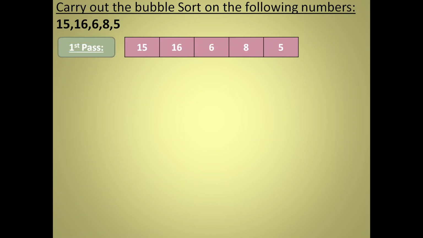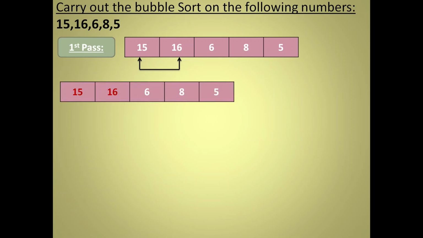First time, you have the numbers like this: 15, 16, 6, 8 and 5. You will check these two numbers, 15 and 16. You will see that the numbers are already in order, so you don't need to change. You'll keep it as it is. After you're done with 15 and 16, now you will go to the next two positions, 16 and 6. It's like 0 and 1, 1 and 2, 2 and 3, 3 and 4.